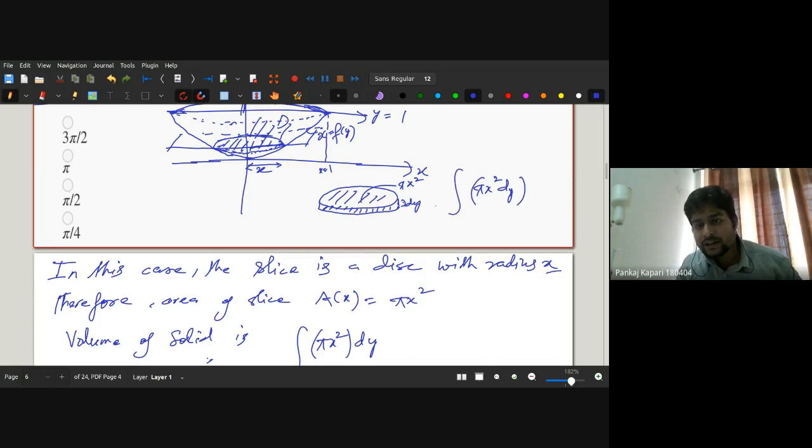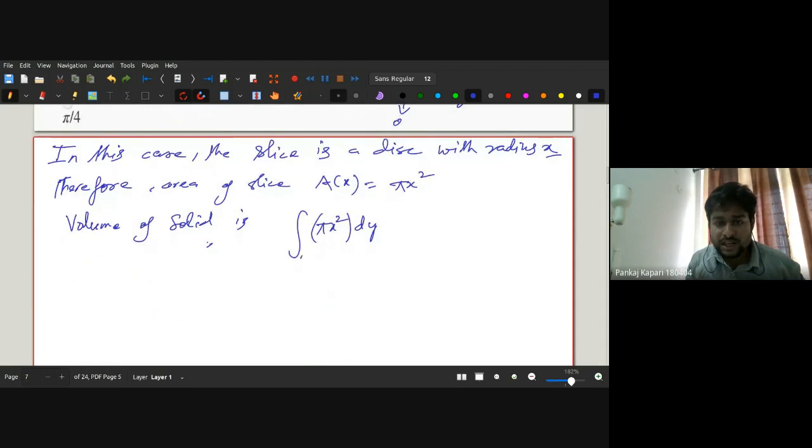Now we are integrating this, which means we are adding the volume of each of these small slices and taking the limit so that the thickness becomes 0. In the limiting process, instead of a summation we get an integral. That's why this dy comes into the picture. And this y just varies from 0 to 1, so the volume in this case is the integral from 0 to 1 of pi x square dy.